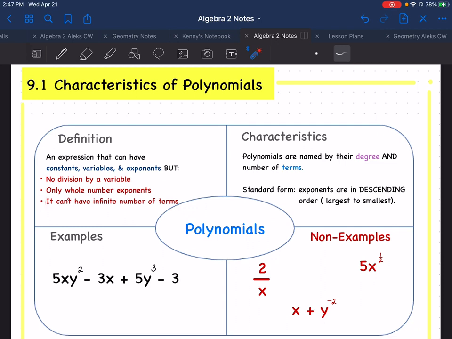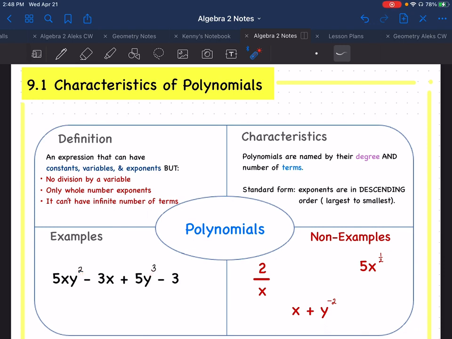Some characteristics that we're going to talk about today are that polynomials are named by their degree and the number of terms that they have. We're going to talk a lot in this unit about standard form. This is when my exponents are in descending order, that is from the largest to the smallest. Here is an example of a polynomial. Notice that we have a constant, we have variables, and we have exponents.